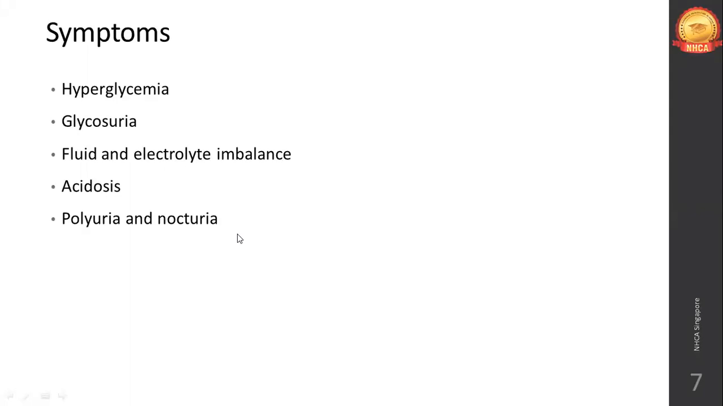Then we have polyuria and nocturia. A lot of times you will go to the bathroom to urinate, and specifically at night. The rate of urination increases, that is polyuria, and urination during the night increases.